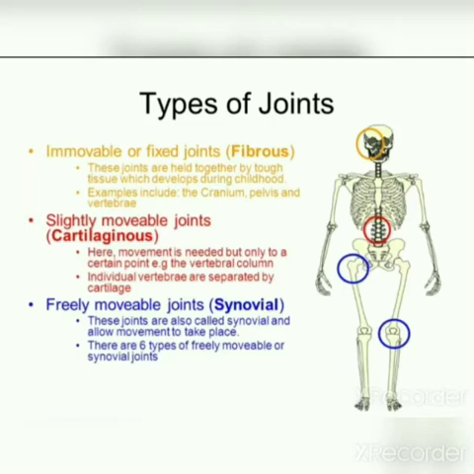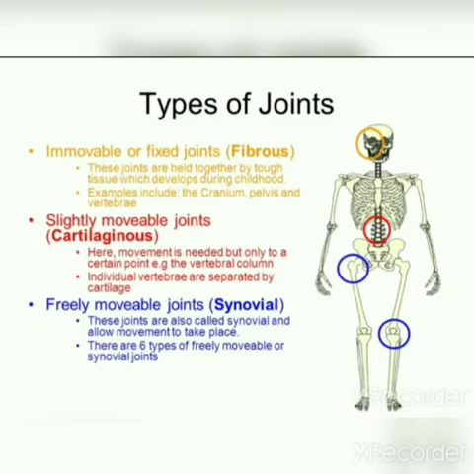And second is slightly movable joints. Mostly, slightly movable joints are cartilaginous. Here movement is needed but only to a certain point. Example: the vertebral column. Individual vertebrae are separated by cartilage. And in the diagram, the reddish part is the cartilaginous joint.